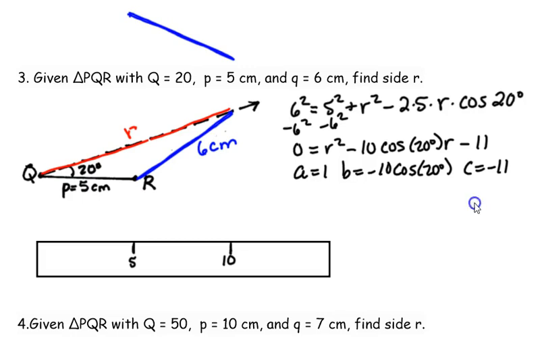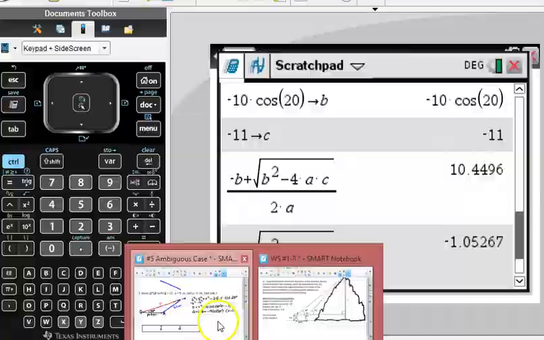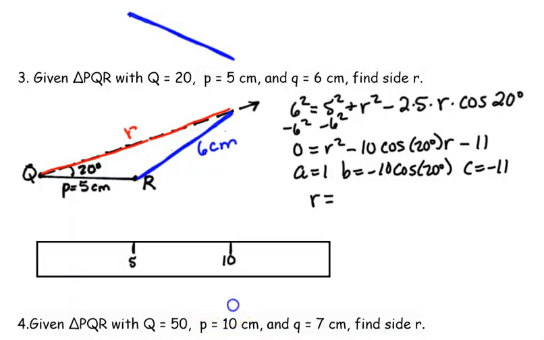copy and paste your quadratic formula again, and see what answers you come up with, and I'm going to do the same. A didn't change, it was still 1, but I stored this value for b, I stored negative 11 for c. I redid my positive and negative values for the quadratic formula, and I got 10.4496 and negative 1.05. So let's just write this as 10.45 and negative 1.05. So r equals 10.45 or negative 1.05.